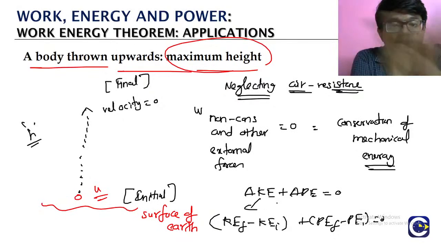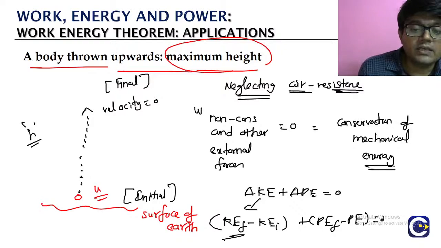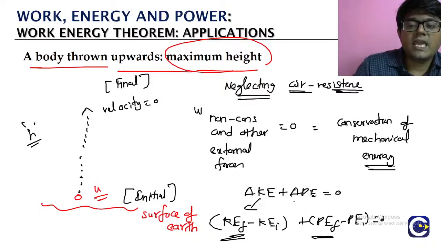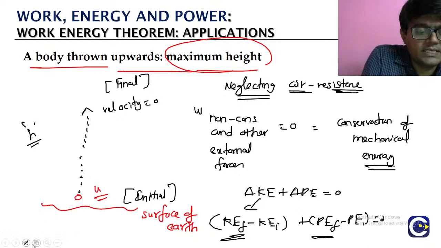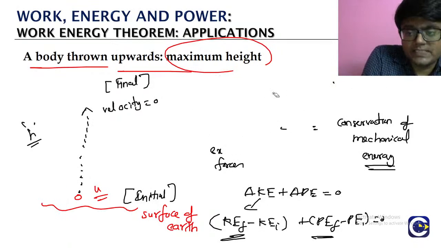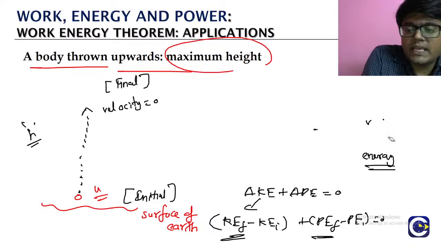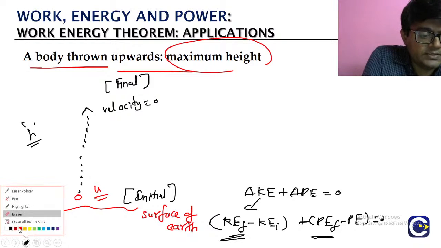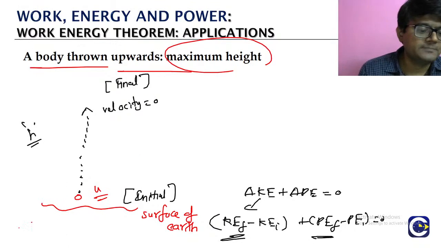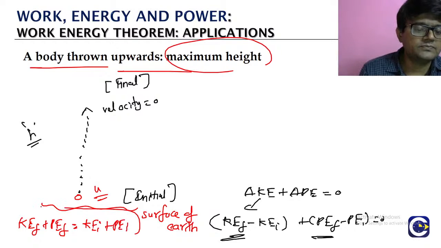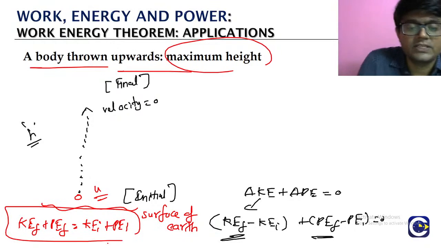Now let's take the initial terms to the other side. On the left side we will have KE final plus PE final, and on the right side KE initial and PE initial will become positive. That is what we call conservation of mechanical energy. The kinetic energy plus potential energy value is going to remain constant throughout the motion. So KE final plus PE final will be equal to KE initial plus PE initial.